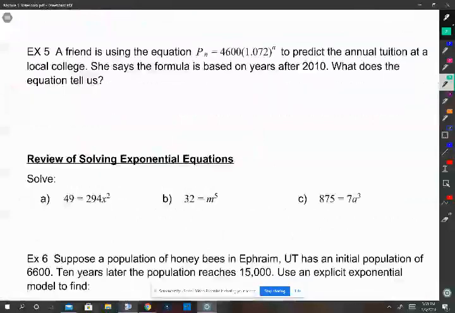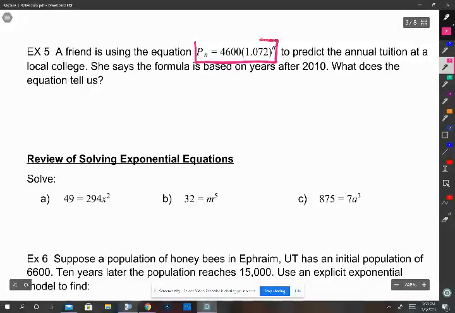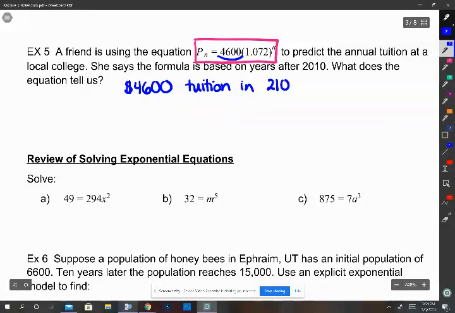Example 5 is about a friend that's using an equation. So they're giving us an explicit equation, and they're saying that from that explicit equation, it helps you predict what the annual tuition is going to be. And so it says, here's your formula, and what does the equation tell us? And so we're going to pick out the important pieces. So this 4,600 means that you have $4,600 is the tuition in 2010. Whoops, that does not say 2010.